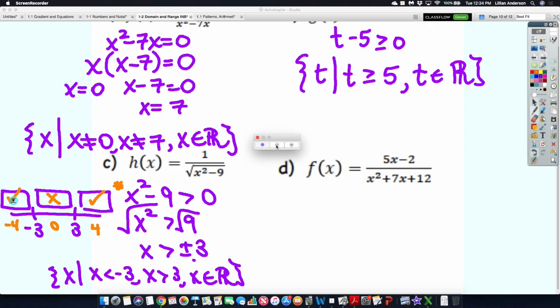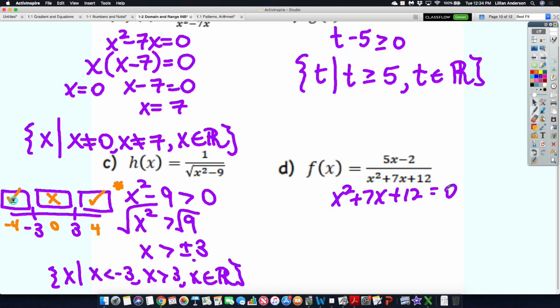Let's look at D. What do we have here? Do we have a radical? Just the denominator, which means that when it's the fraction, when it's the denominator, we have to do what? Set it equal to 0, and then we're going to have to solve this. Then the domain will be everything but whatever this is. Okay? The quadratic, good old quadratic. Is there a GCF? Something in common between all three terms?